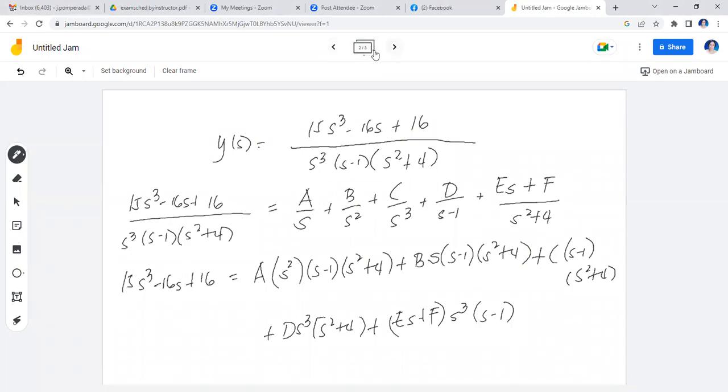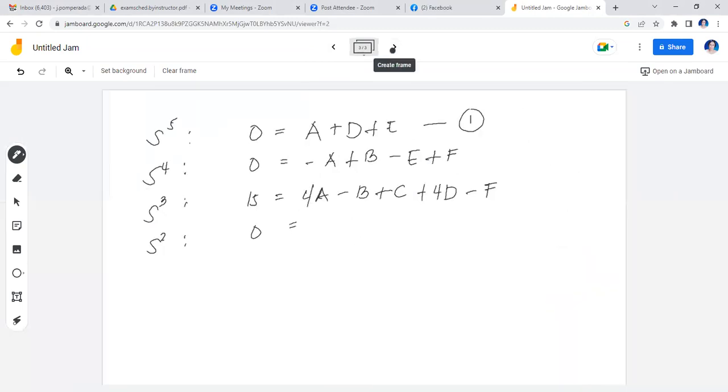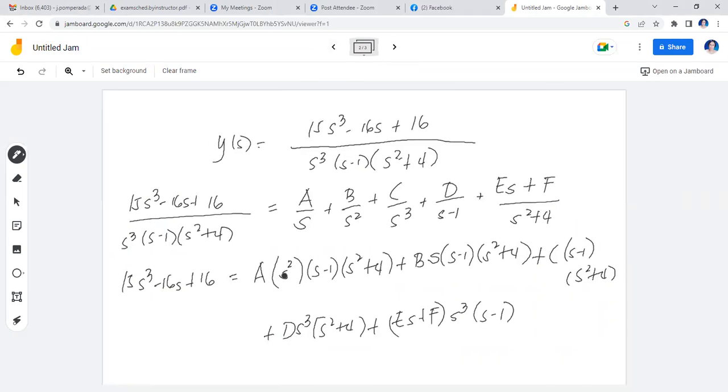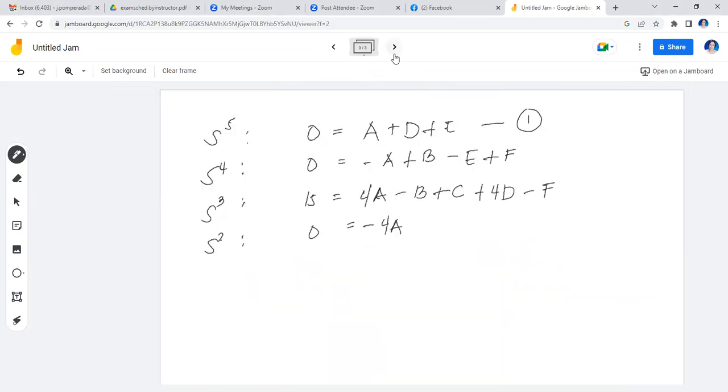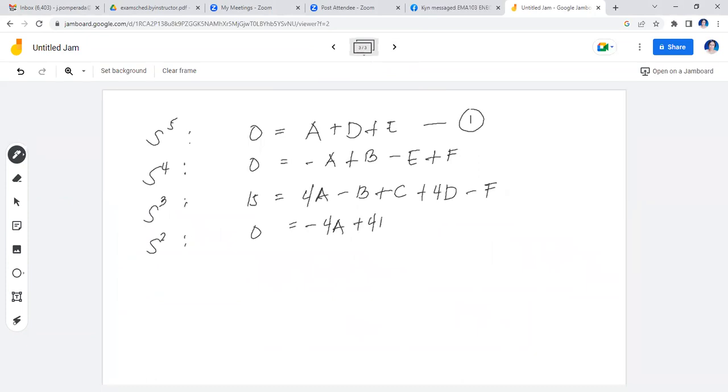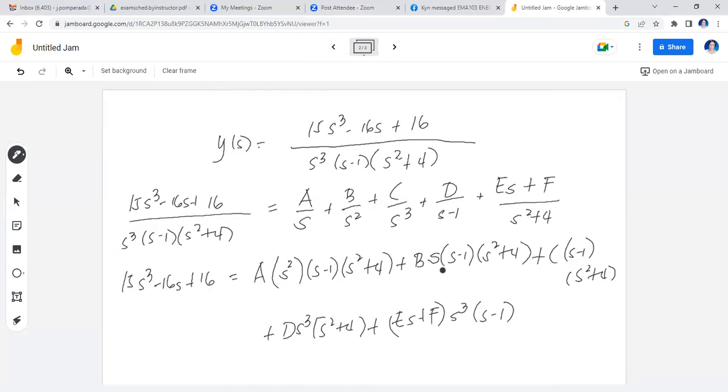For S squared, you don't have on the left. In here, we'll have -1 and 4, -4. This one, so -4A. S squared. Okay? It will no longer be S squared there. So there will be B and this 4 here. So 4B. Okay, we'll have 4B here, whereas this one squared.